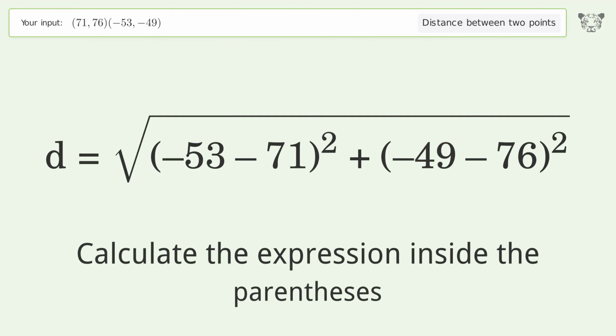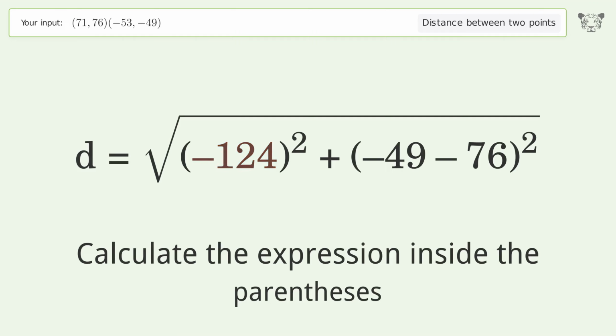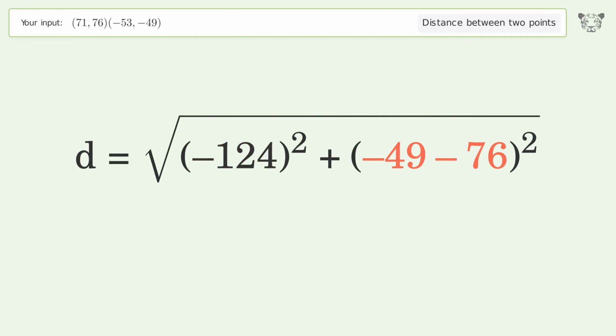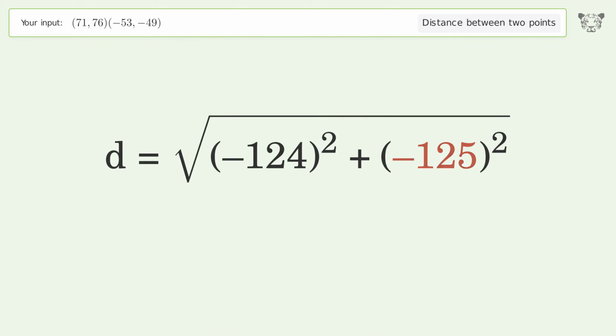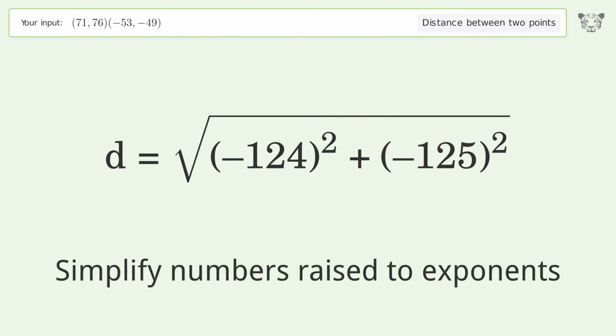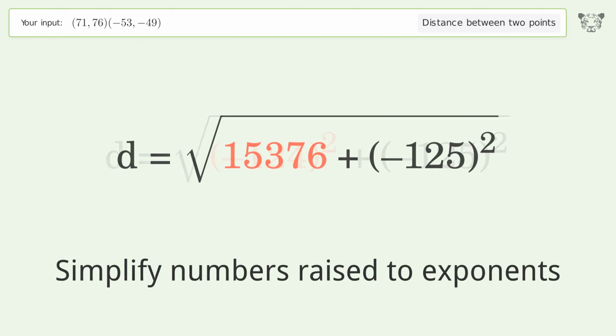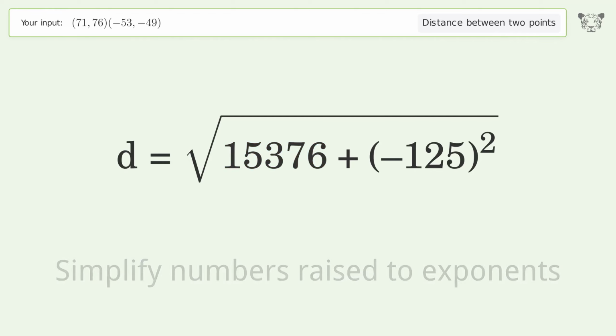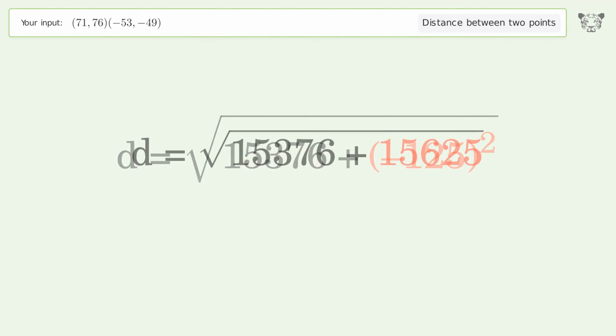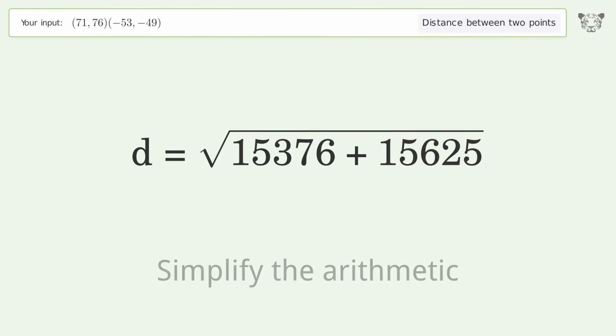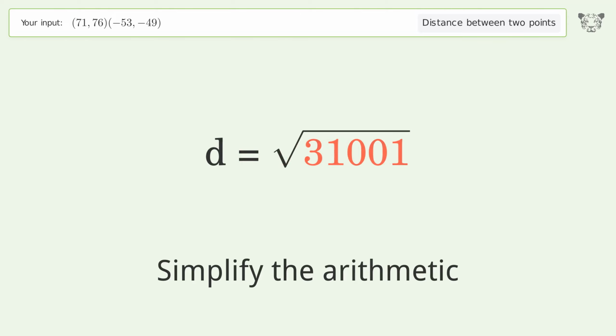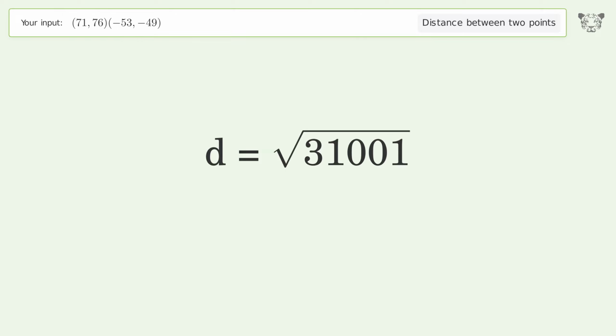Calculate the expression inside the parentheses. Simplify numbers raised to exponents. Simplify the arithmetic. And so the distance between the 2 points is the square root of 31,001, or 176.071.